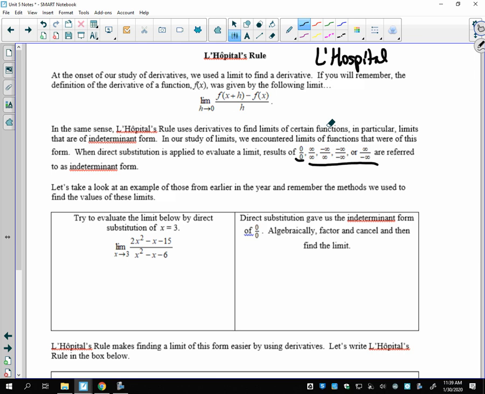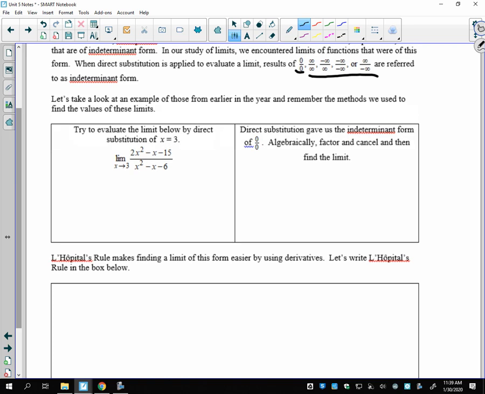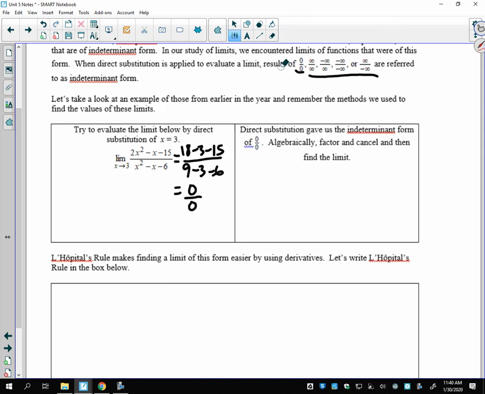So, little throwback here, when we first did limits, we would look at this, and you can plug 3 in there and get 9 times 2 is 18 minus 3 minus 15 over 9 minus 3 minus 6, and we get 0 over 0. And usually that means that there's a way to simplify it.